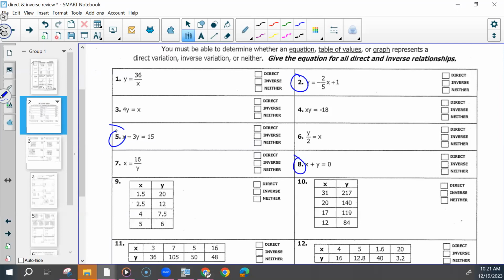7. Okay, 6. So let's start with them. Number 2 is already solved for y. Is this direct, inverse, or neither? Neither, because it can't be direct because it has this y-intercept. So it is neither.